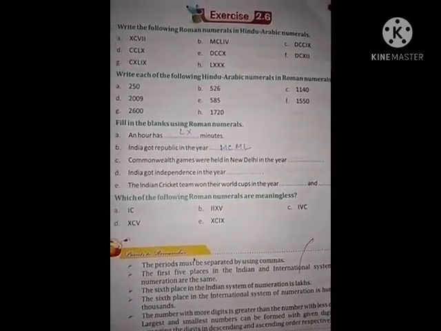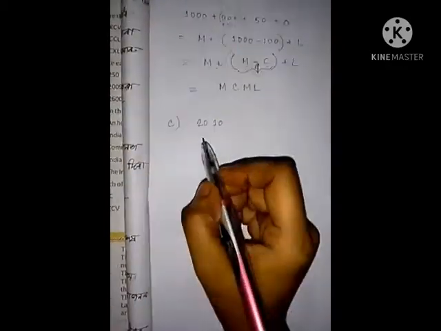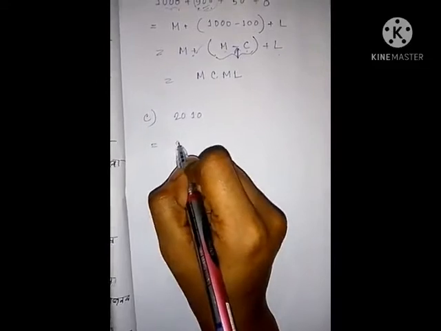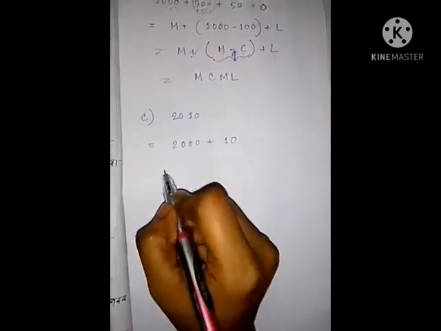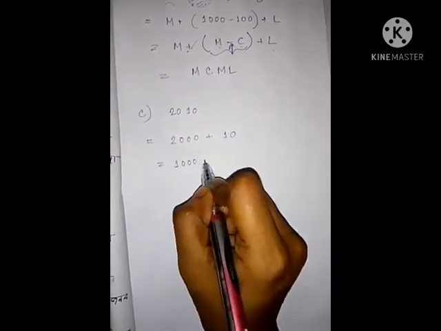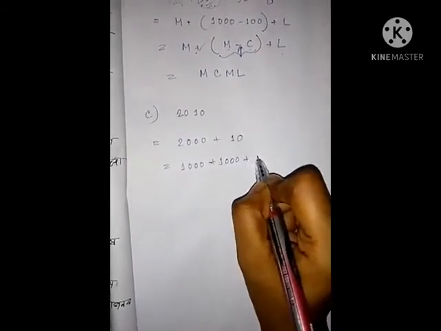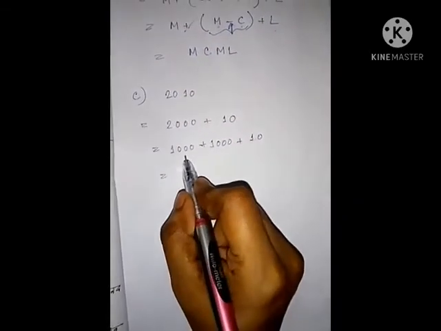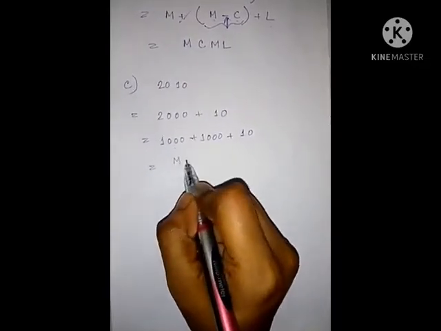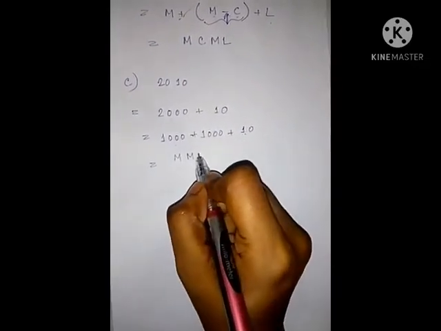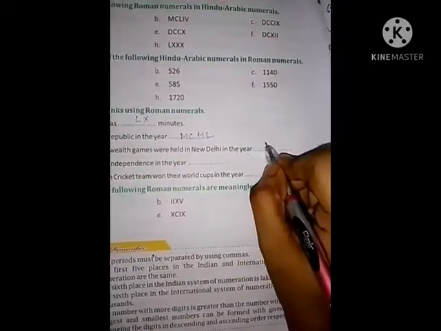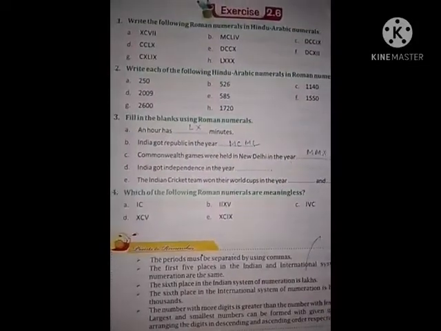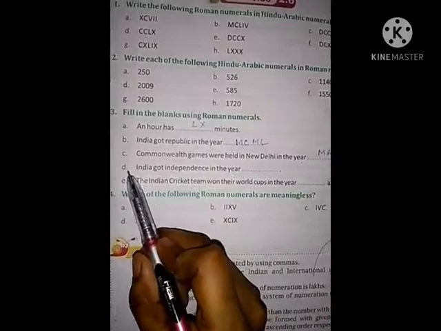So we have to convert 2010 into Roman numerals. Now again we have to write the expanded form of this number, 2000 plus 10. 2000, we can write 2000 like this, 1000 plus 1000 plus 10. So simple. We know the symbol of 1000 is M, symbol of 1000 M, symbol of 10 is X. Very simple. Understand? So here we write MMX. Okay. So students, I have done this for you. You have to do D and E.